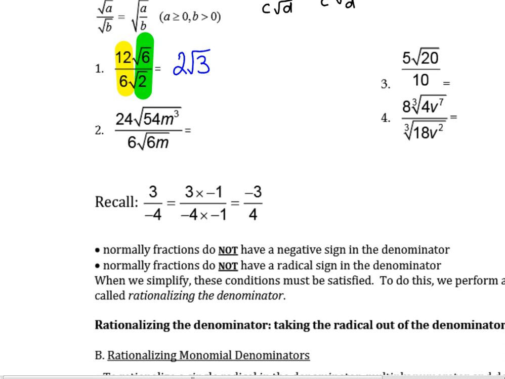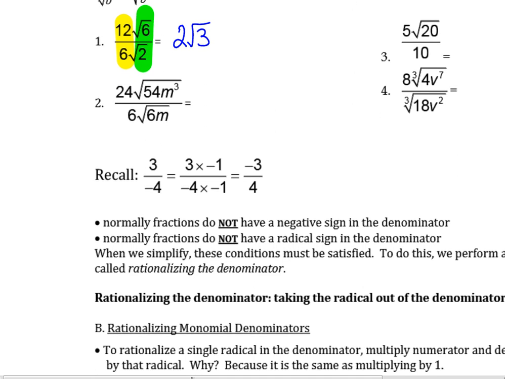Number 2. Same idea here. We didn't really actually have to rationalize. We could go straight to dividing. So always check that. 24 divided by 6 is 4. And then 64m cubed divided by 6m is 9m squared. Is that a perfect square? Sure is. 4 times 3 and the square root of m squared, m, so that's 12m.